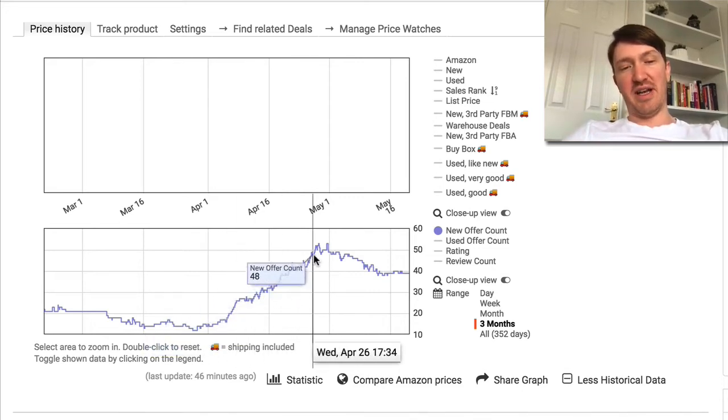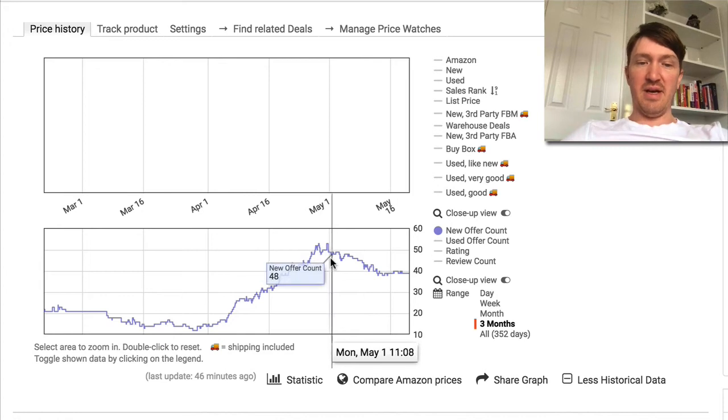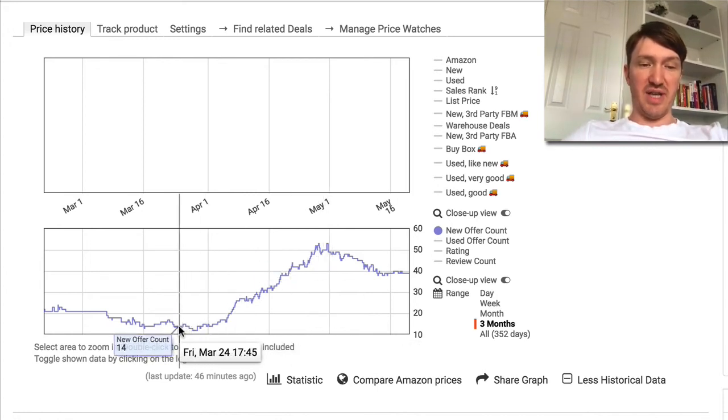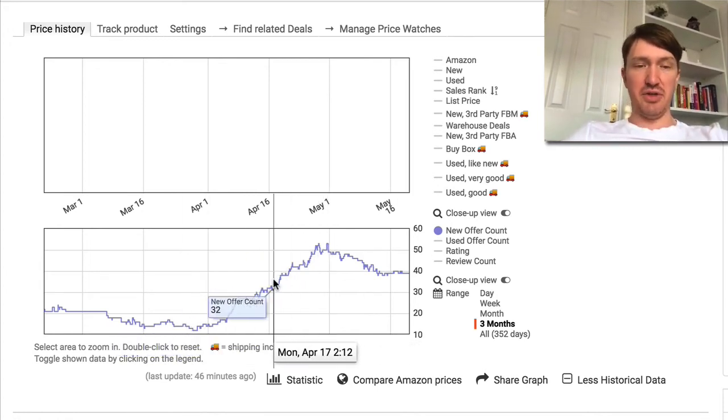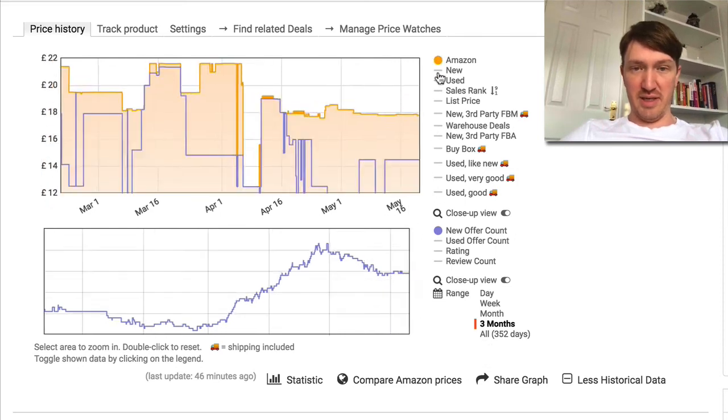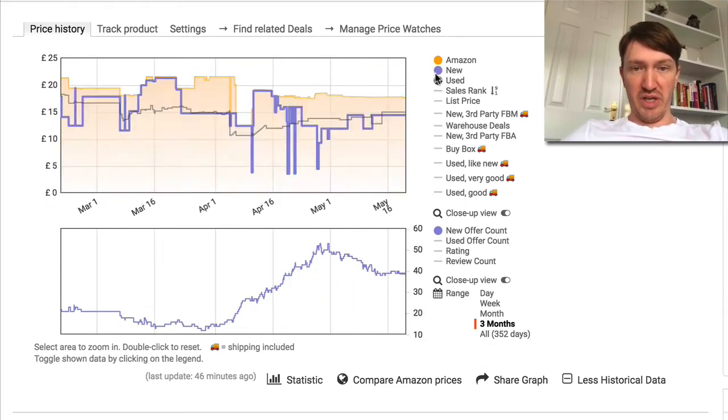And this is basically competition. So as you can see, at this point, there's very few sellers. And at this point, there's a lot of sellers. Usually, you can combine this with price data to show you a really good picture of something.